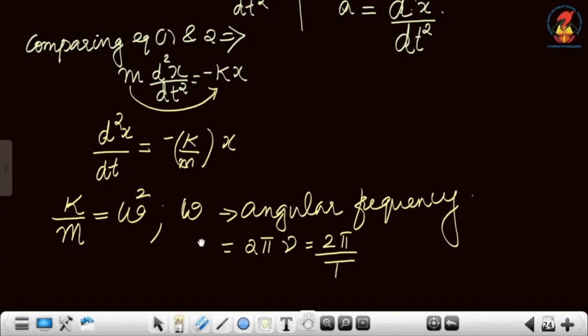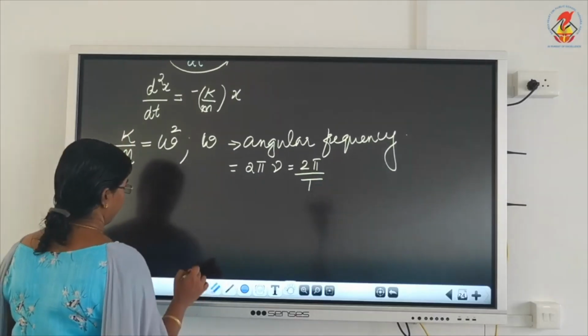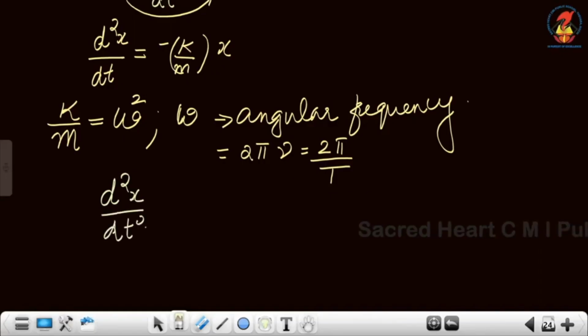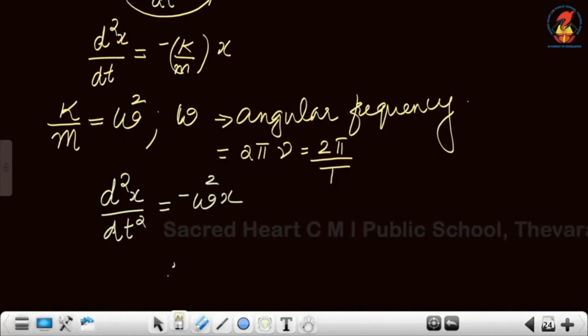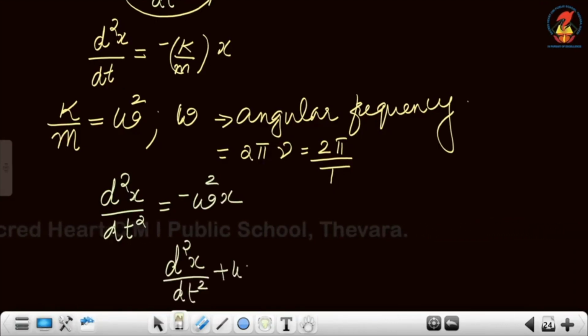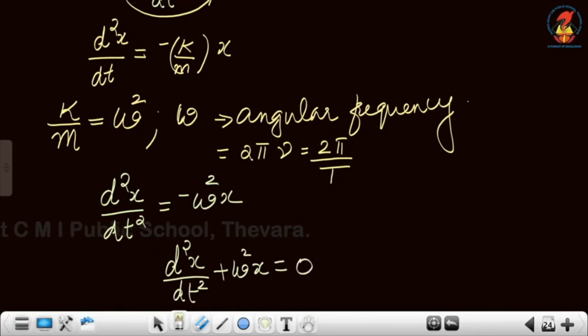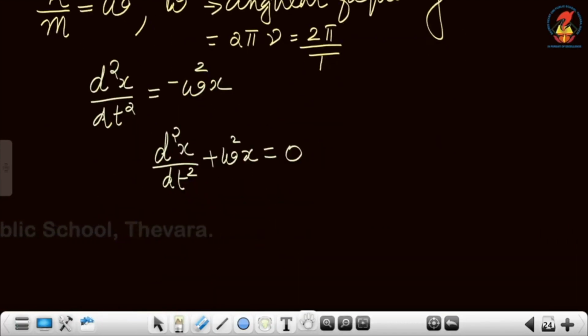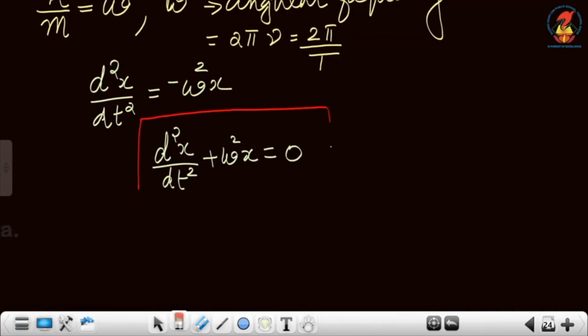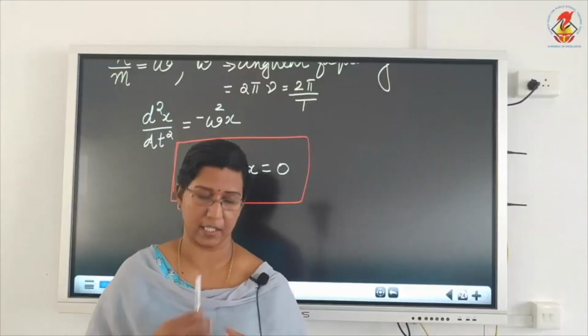So the above equation becomes d square x by dt square equal to minus omega square x, or d square x by dt square plus omega square x equal to 0. Now this is the mathematical form, or the differential form, of simple harmonic motion. Put this in the box. Very important equation: d square x by dt square plus omega square x is equal to 0.